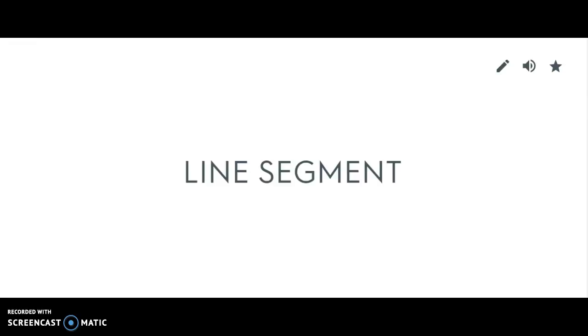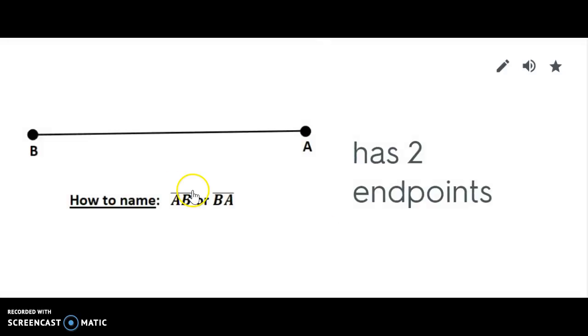The next thing we have is a line segment. And a line segment, it has 2 endpoints. So it has a starting and a stopping point, and so there's no arrows, it just ends with points. And you would name this AB or BA. And if you read it, it would be segment AB or segment BA.